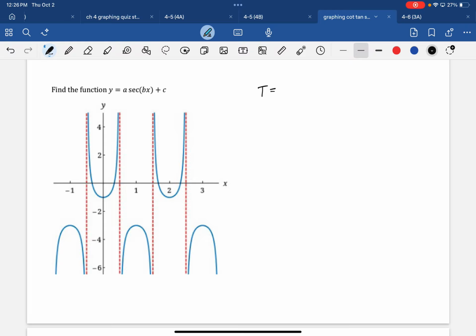2, thank you. It's the distance over which it repeats itself, so that's clearly 2. Also the distance between these two vertical asymptotes is 2. So T is equal to 2, which means that b is equal to 2 pi over the period, which is pi. So that wasn't too hard. B is just pi. Then my next step is to draw where the original cosine function would have been. So that would be here.